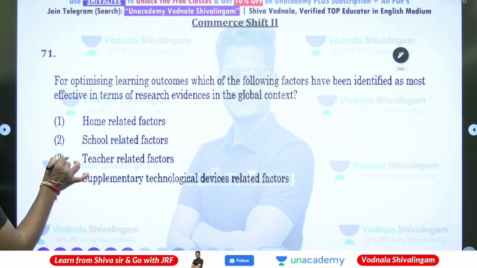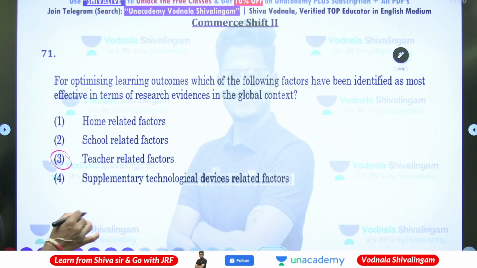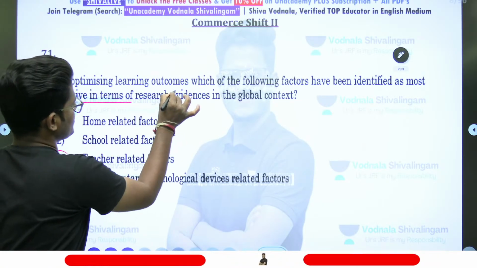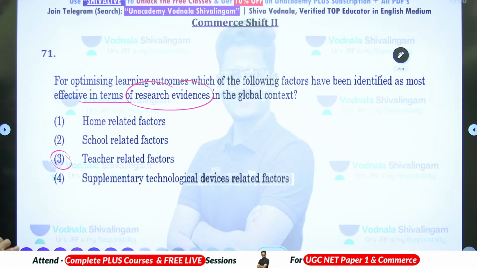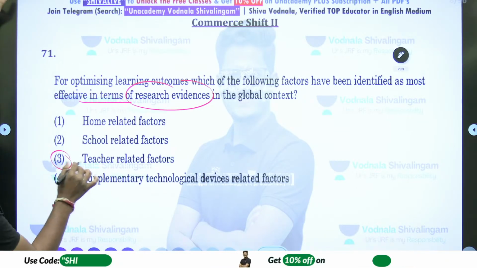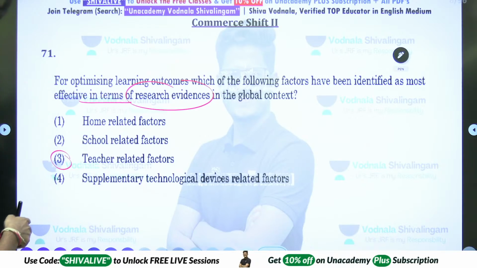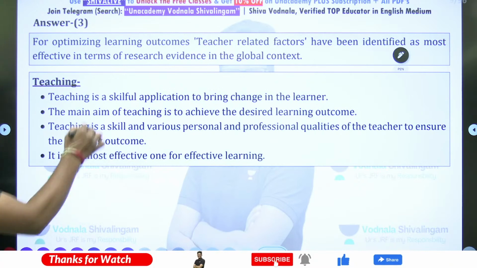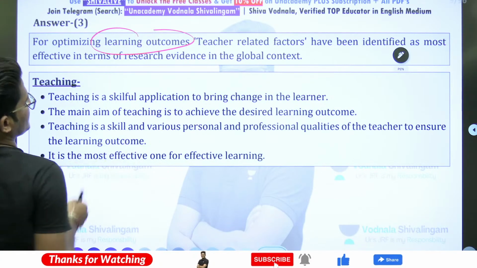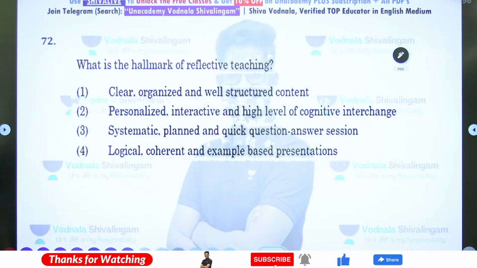Option 3 is the correct answer. Teacher-related factors are the most effective in terms of the research evidence in the global context, because as per the research, which is a worldwide finding, the teacher-related factors are the most important in the teaching process. For optimizing a learning outcome, teaching factors are more important.